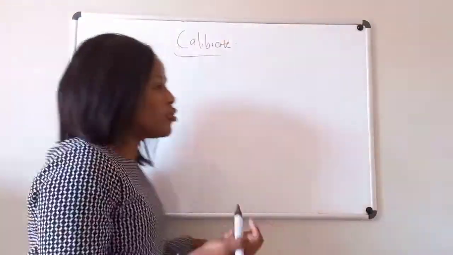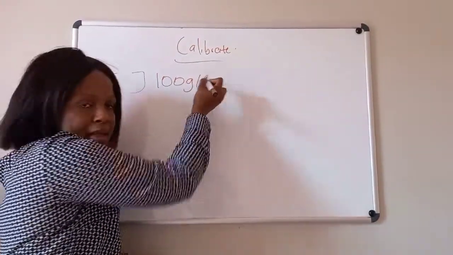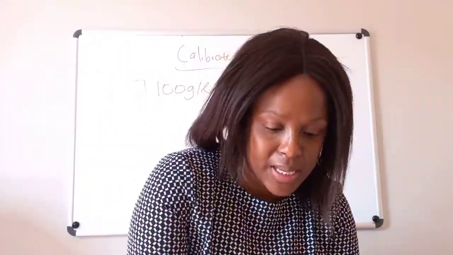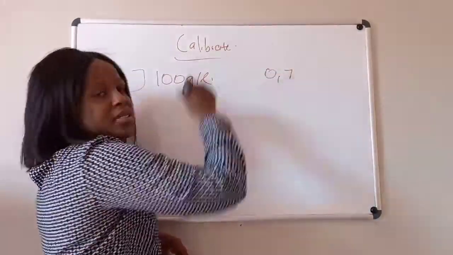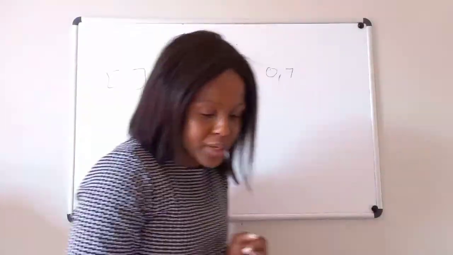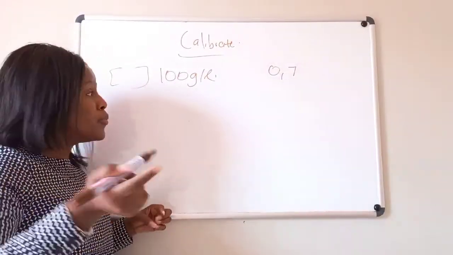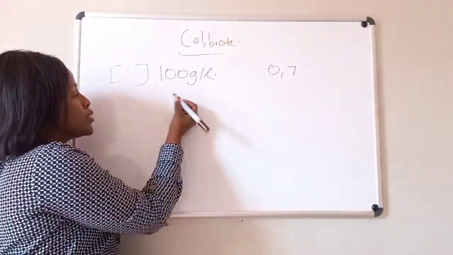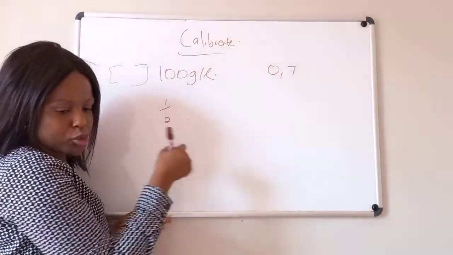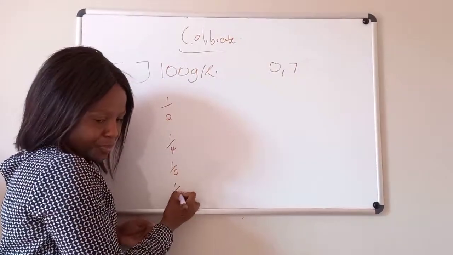So in this case they say your standard has a concentration of 100 grams per liter, and the absorption value of this is 0.7, and then they ask you how would you prepare a standard. What you can say is that you will start by doing dilutions, because you can't make a curve with 1 point, and in this case you only have 1 point. So you will do dilutions: 1 in 2, 1 in 4, 1 in 5, and 1 in 10.